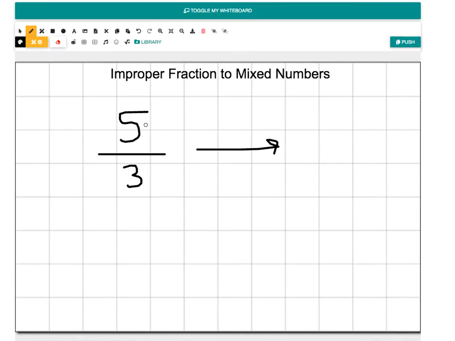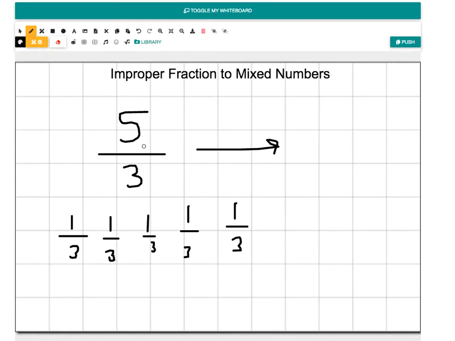So my first step is to figure out what my denominator is. It's 3, so that means I'm going to have everything divided into thirds. So I have 5/3. Just like it says, I'm going to draw 1/3 5 times. So 1, 2, 3, 4, 5. So I'm going to draw 1/3 5 times.